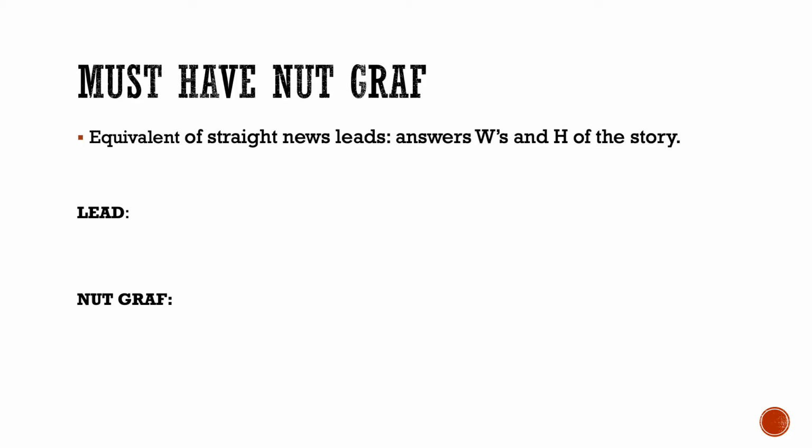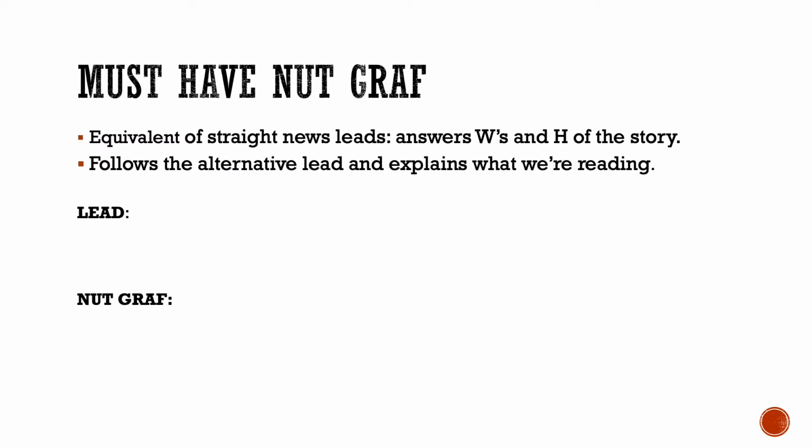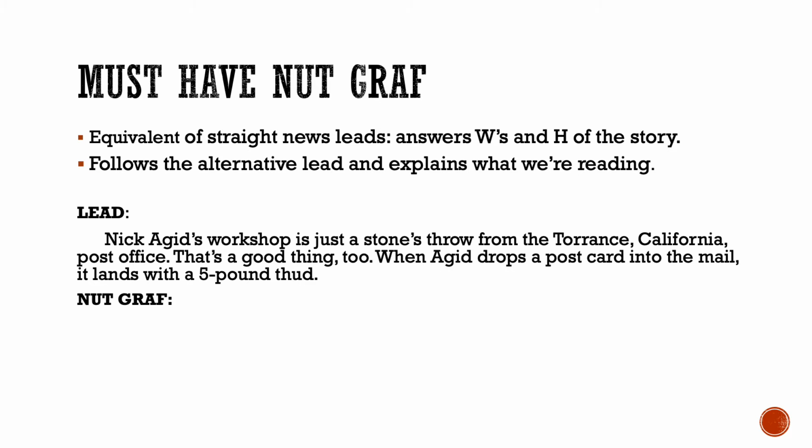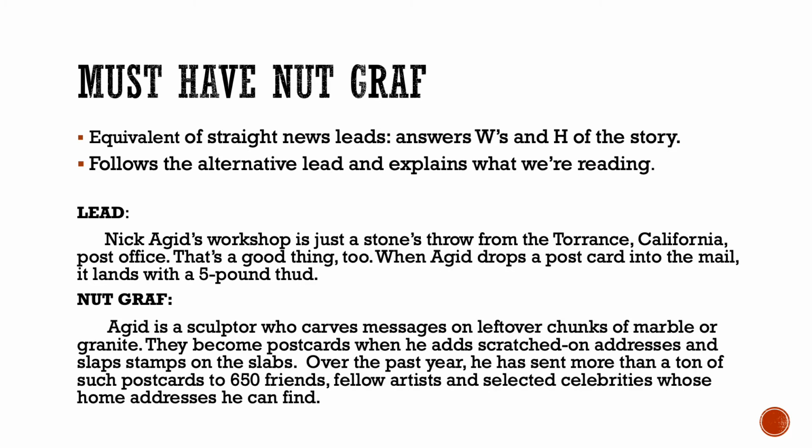So we've got to have the nut graph. I don't care how great your lead is, it's going to lose it if we don't know what we're reading about. So the nut graph, again, is the equivalent of a straight news lead. It answers the W's and the H of the story, whatever we need to tell people. It follows the alternative lead and explains what we're reading, right? So here's our lead that we just read, and here is what the story's about.